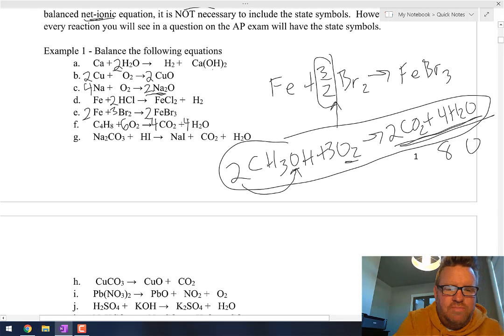Okay, letter G. 2 sodiums, 1 sodium. Put a 2 right there. 1 carbon, 1 carbon, 3 oxygens. 2 plus 1 is 3. And then we have H, 1 H. Here we have, on the product side, 2. So we need a 2 right there. And then 2 I's and 2 I's. We're good.